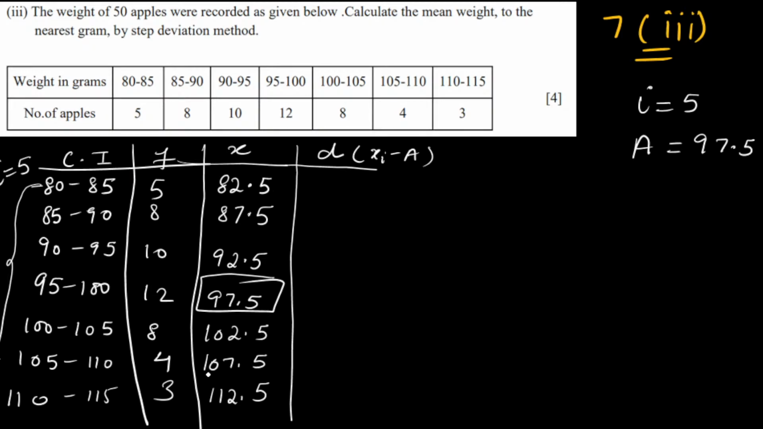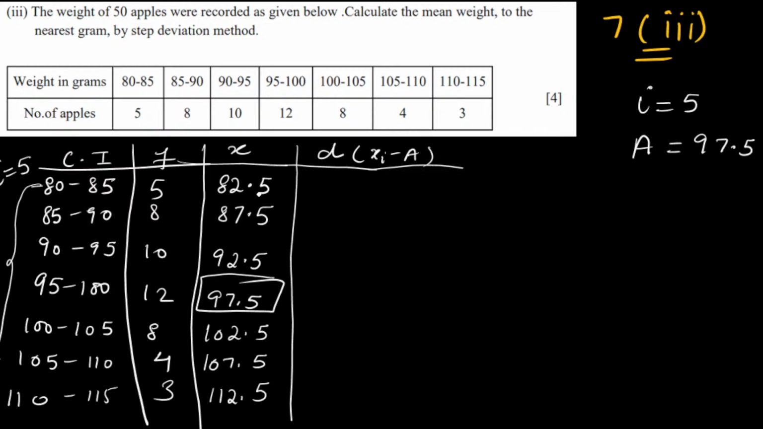See, the number of terms is 7, so the fourth term will come exactly in the middle. 3 terms upside, 3 terms downside. So the exactly middle term is the fourth term. So that's what I am going to assume as a. Okay, so now we have to do subtraction.